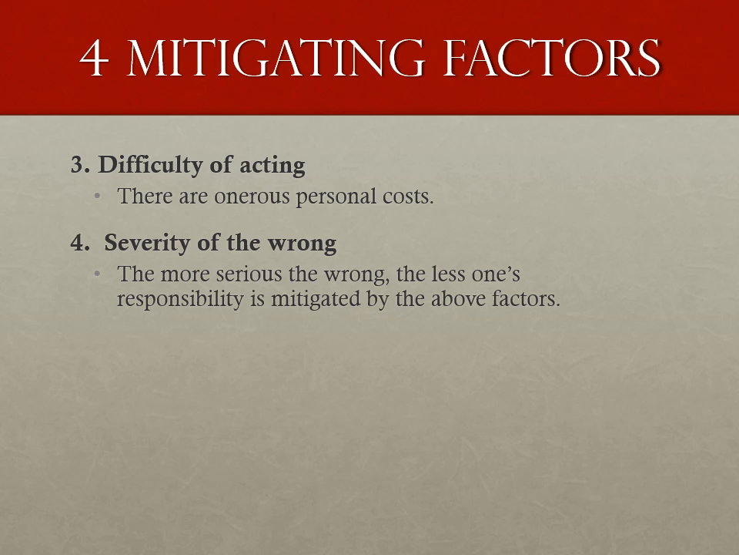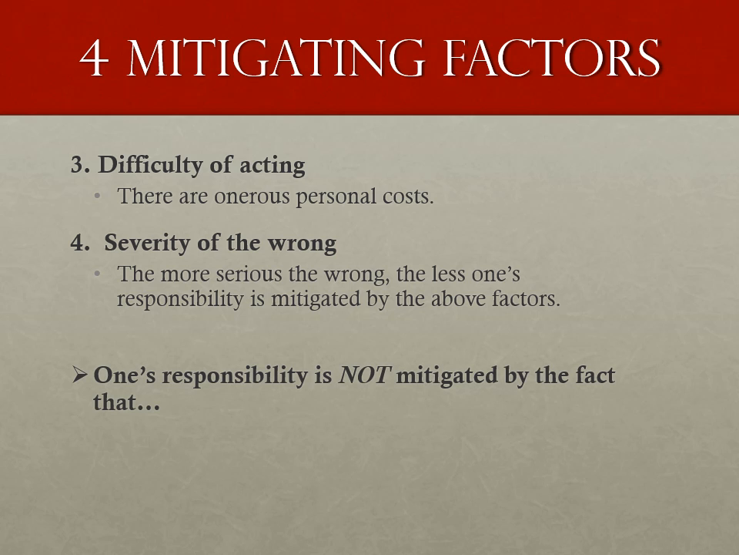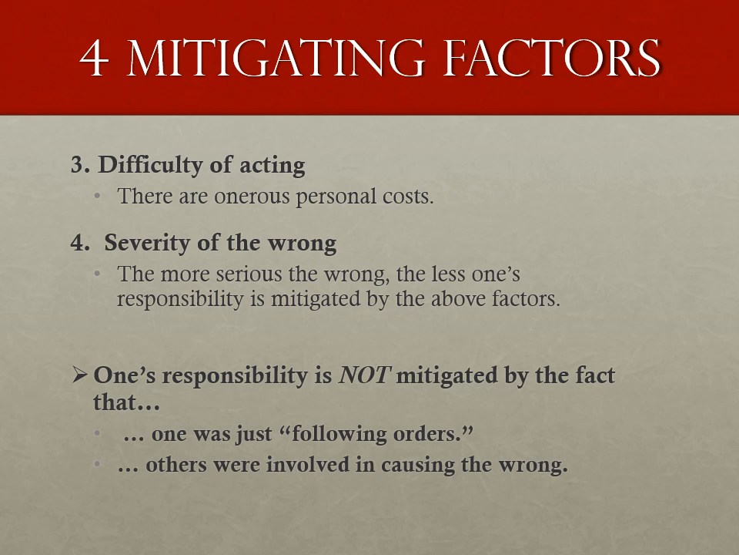Finally, one's responsibility is not mitigated by the fact that one was just following orders. If something is evil enough, if it's terrible enough, and if we have the knowledge that this is something wrong, then it's not an excuse that we were following orders. Also, it's not an excuse that others were involved in causing the wrong. Again, responsibility comes in degrees, and the degree to which we were responsible for the event, or that we had causal influence on the event, is the degree to which we will have moral blame.